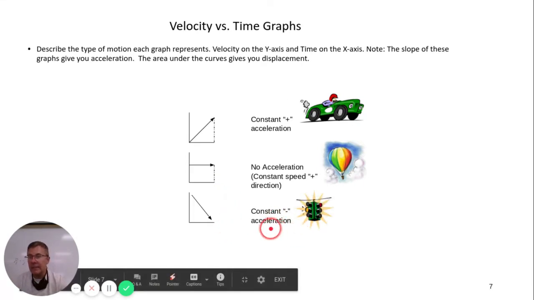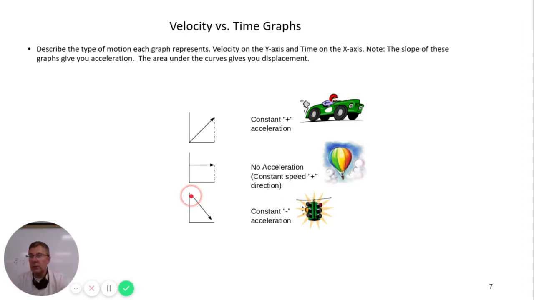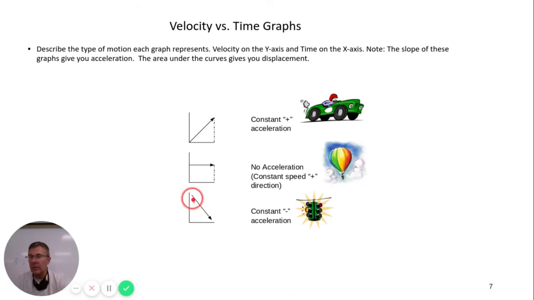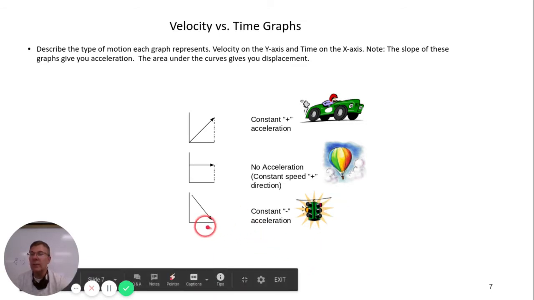Remember, positive is going away from you, negative is coming towards you. Here's constant negative acceleration. It's slowing down, because what's this right here? This is your velocity, where it's zero. So it's slowing down, slowing down, slowing down, like you're coming up to a stoplight. But you're still moving away from the source because it's up here.